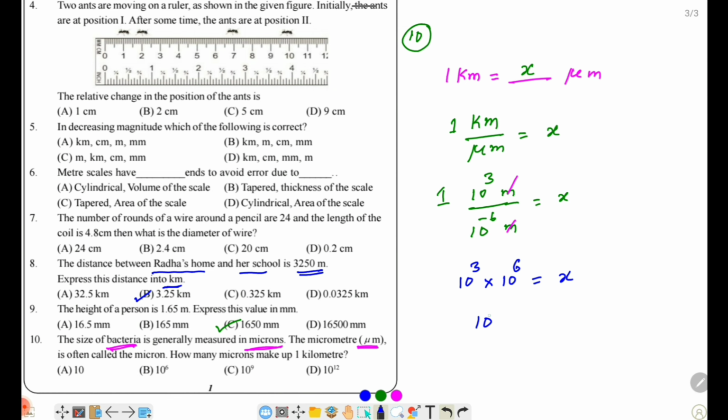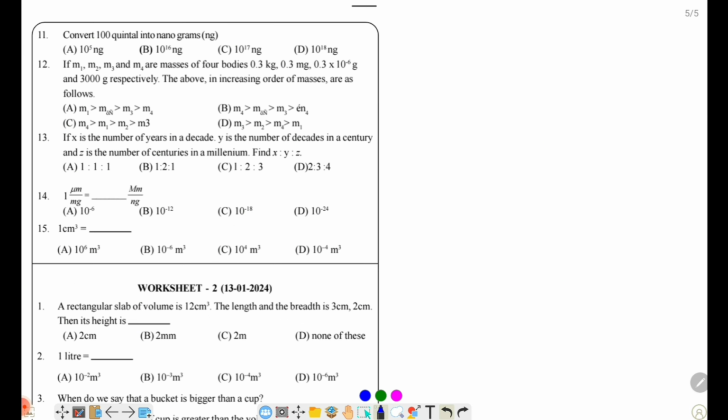So therefore we can write 10 power 3 plus 6, which is 9, is x. So the answer is 1 kilometer is equal to 10 to the power 9 microns or micrometers. So the correct answer is C. Yes. Okay, now let us see question number 11.